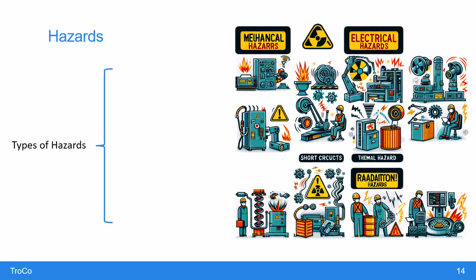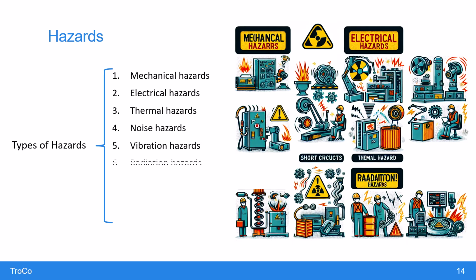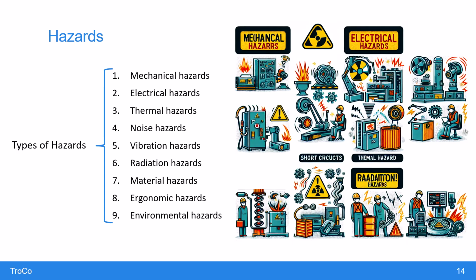Now, let's get familiar with the main types of machine hazards. They include mechanical, electrical, thermal, noise, vibration, radiation, material, ergonomic, and environmental hazards. Each hazard has a source and potential consequences. Sometimes it's enough to focus on either the source or the consequence of a hazard, especially when several hazards occur in the same zone and share protective measures. The choice depends on which approach is more helpful for selecting effective risk reduction measures.